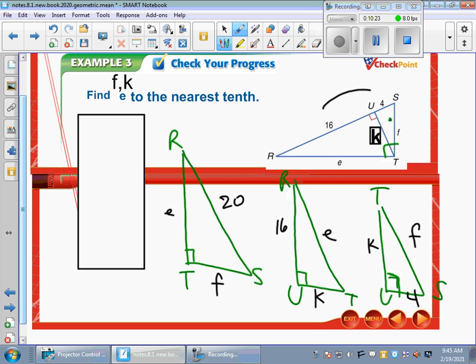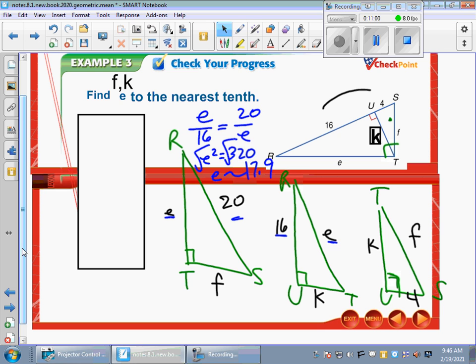So from here again, folks, what we're trying to do here is we're trying to match these up, and we're trying to see what works. So if we can see here, there's an E, matches up with 16. Here's the other E to match up with 20. So E over 16 equals 20 over E. So cross multiply, you get E squared equals 320. Take the square root of that, and E is about 17.9. That was E.